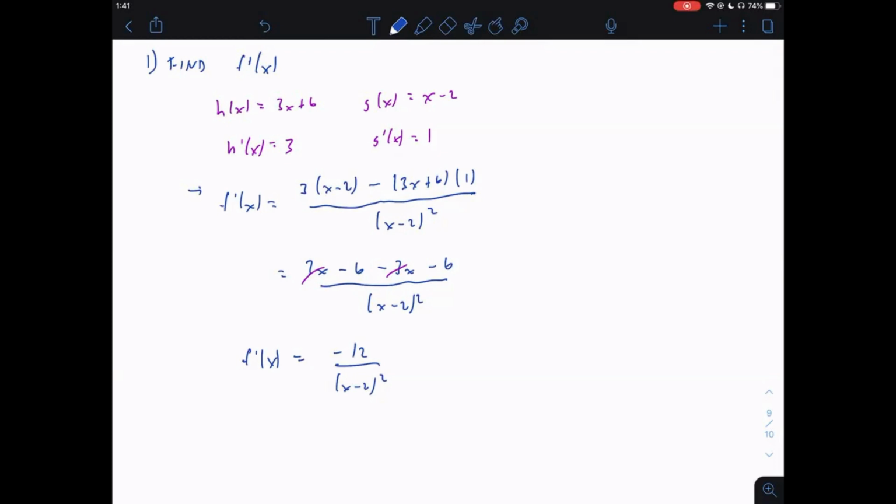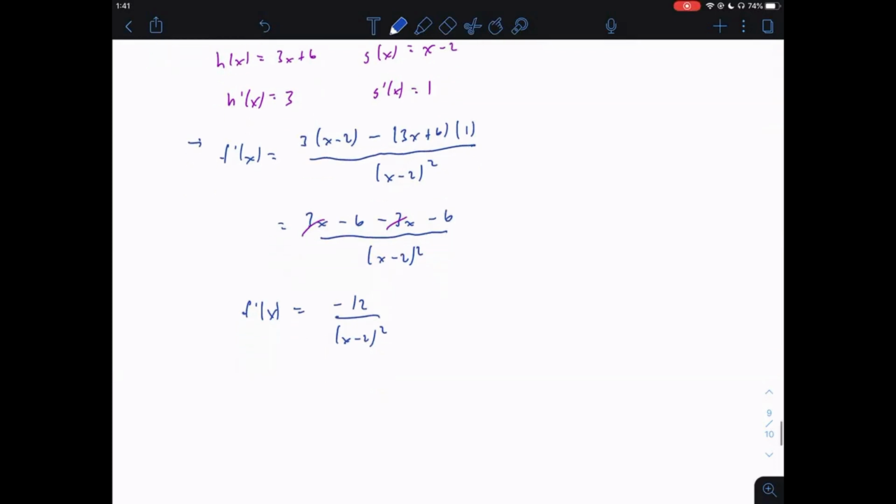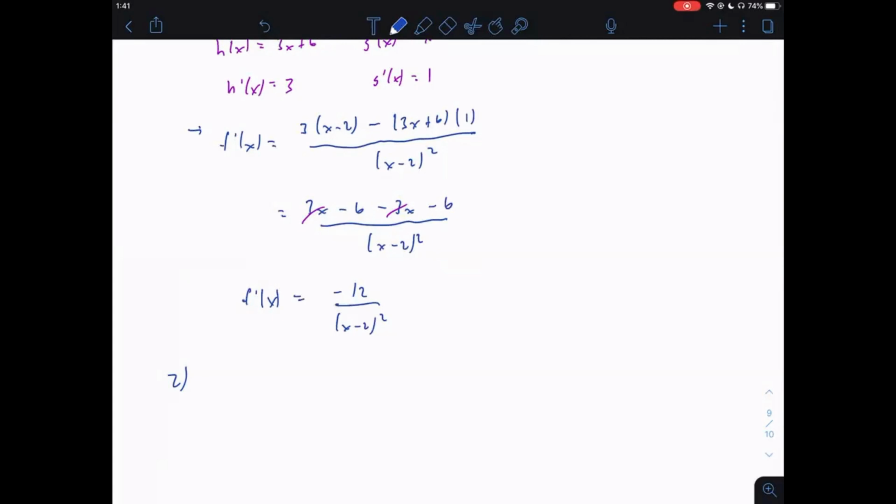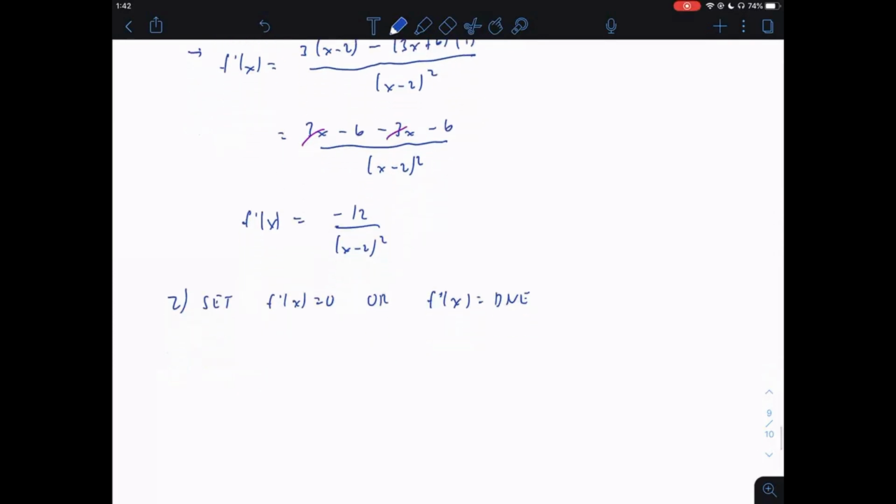Okay. So now, second step, recall. After we find the first derivative, then the second step is to find the critical numbers. And we find the critical numbers by figuring out which values of x will make our first derivative 0, or make that first derivative undefined. Okay. So again, our first derivative here is negative 12 over x minus 2 squared. So we want to figure out what values of x. Let me write this.